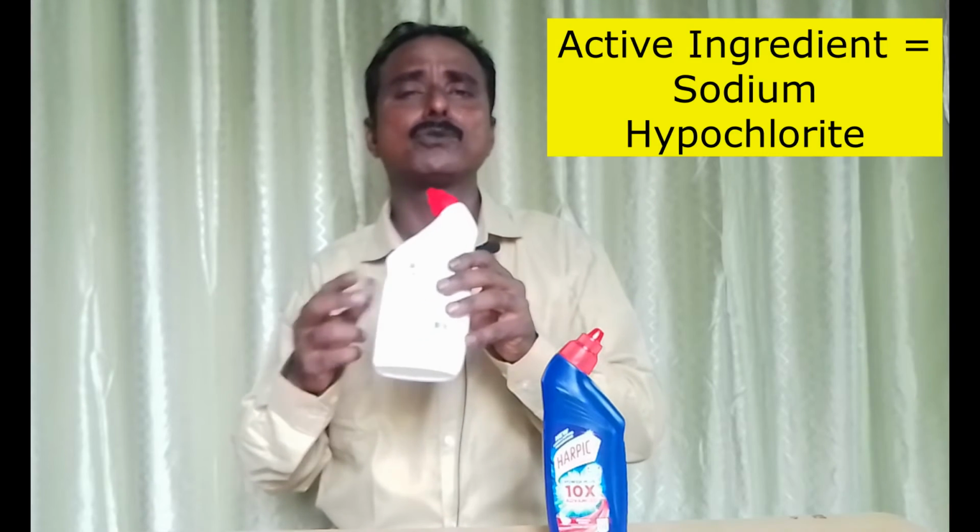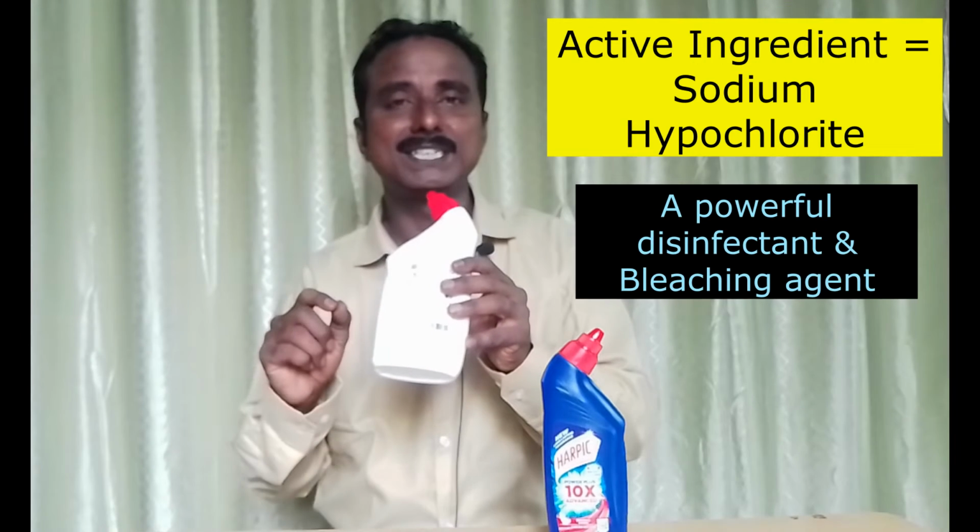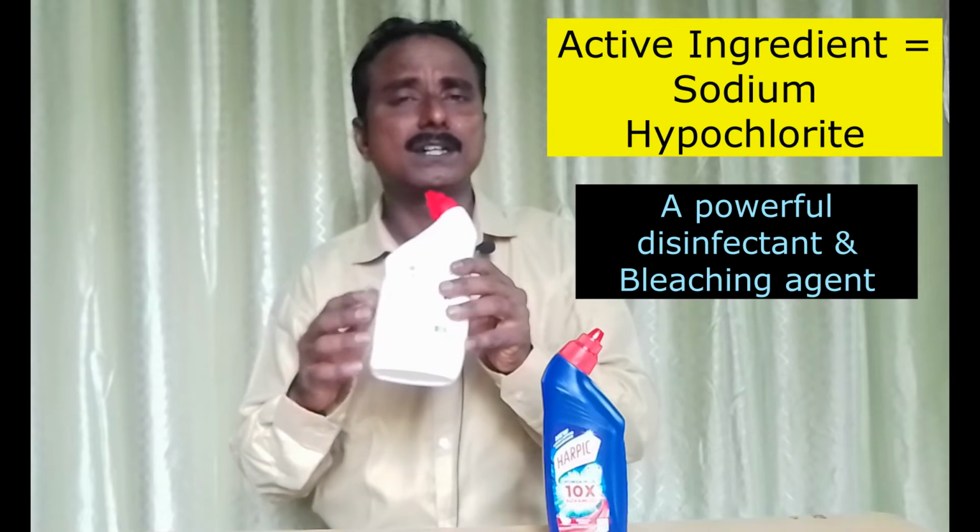This is white Harpic. Here the active ingredient is sodium hypochlorite. This is a powerful disinfectant and also a bleaching agent. Extra SLES and lauryl amine oxide have been added, and also caustic soda to maintain pH. This is the chemical composition of white Harpic. Its pH will be more than 8, 9 or 10.